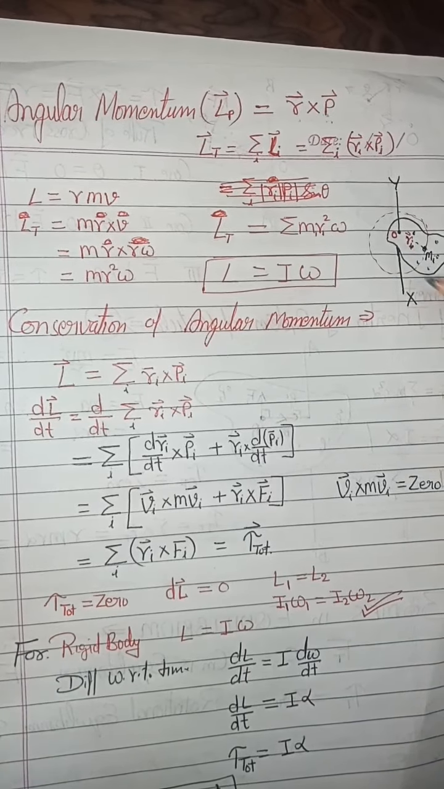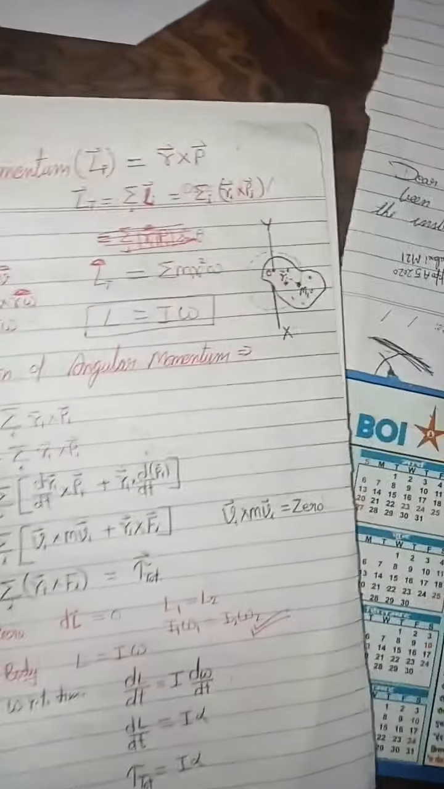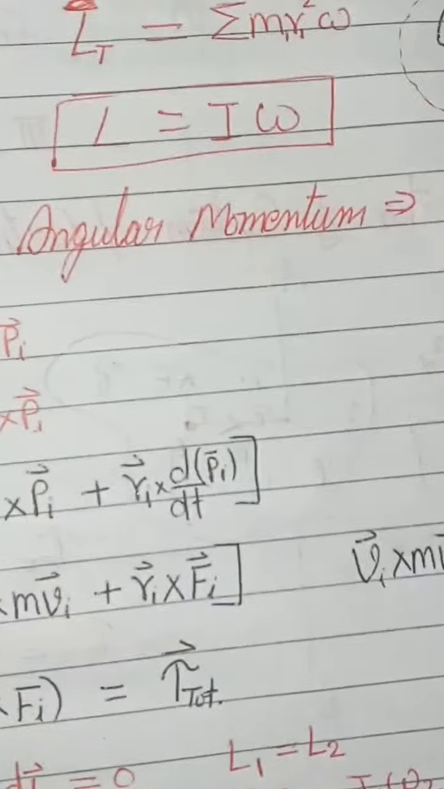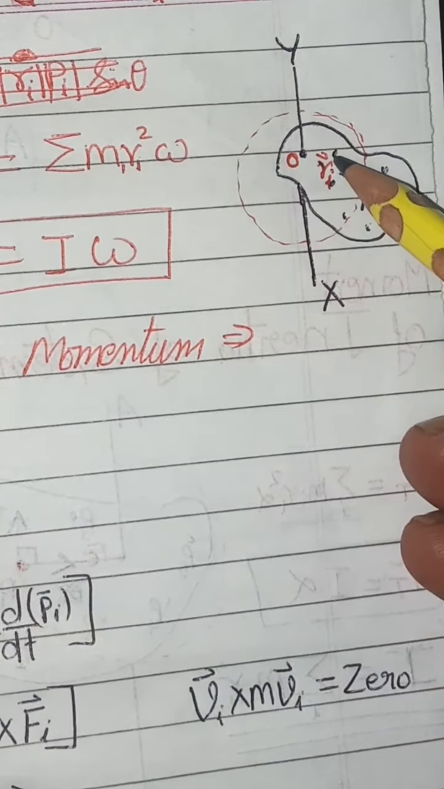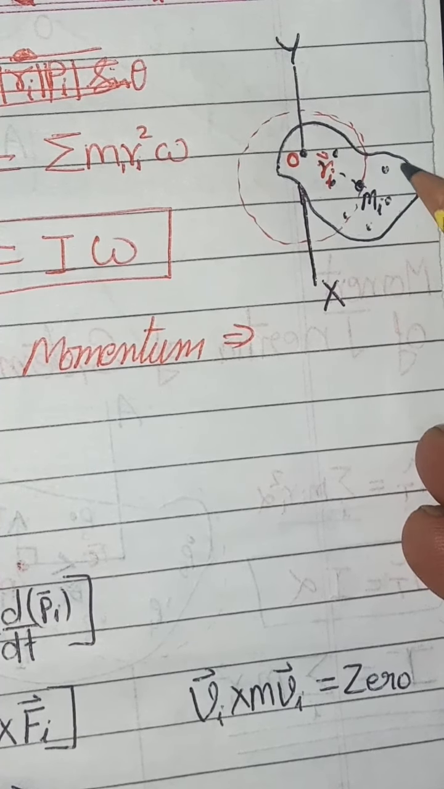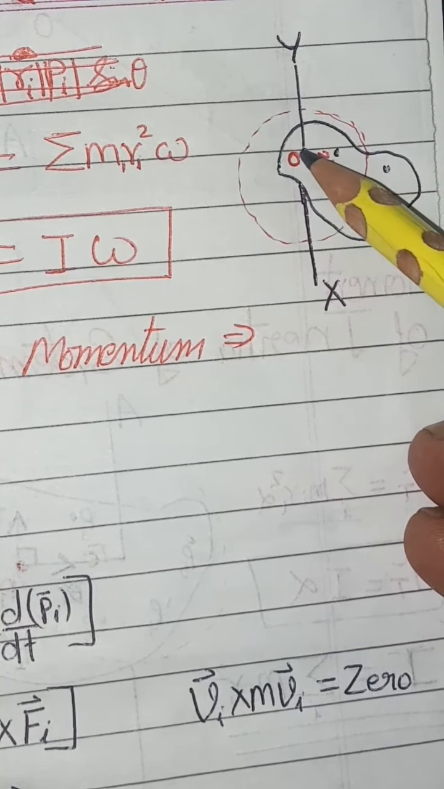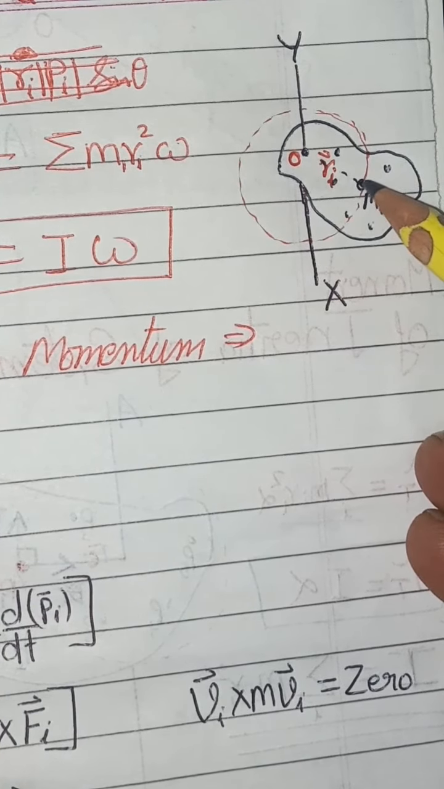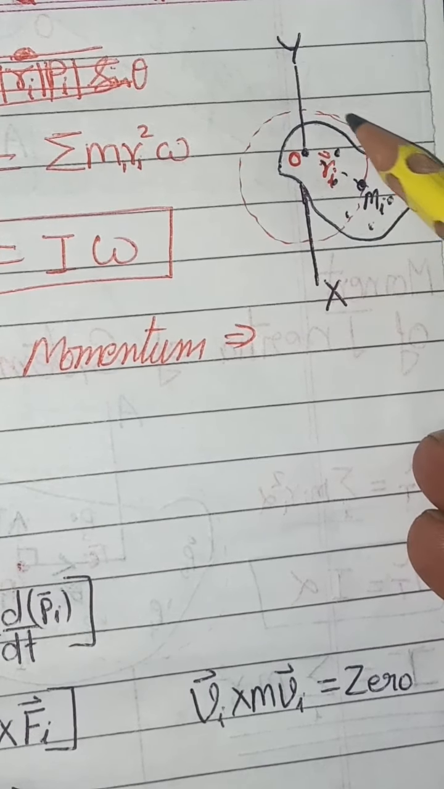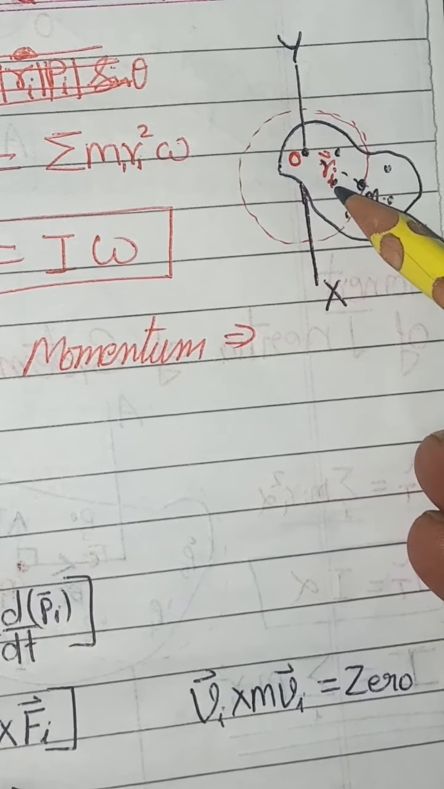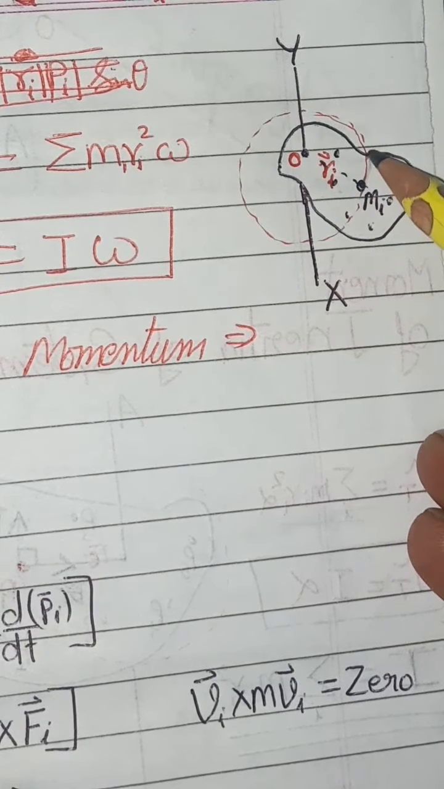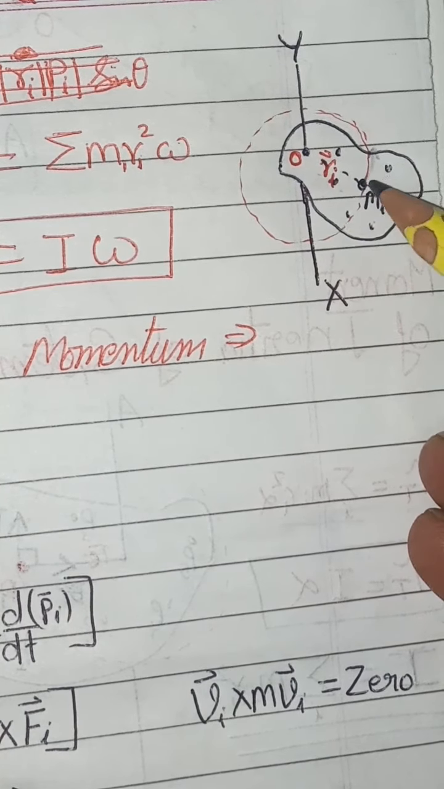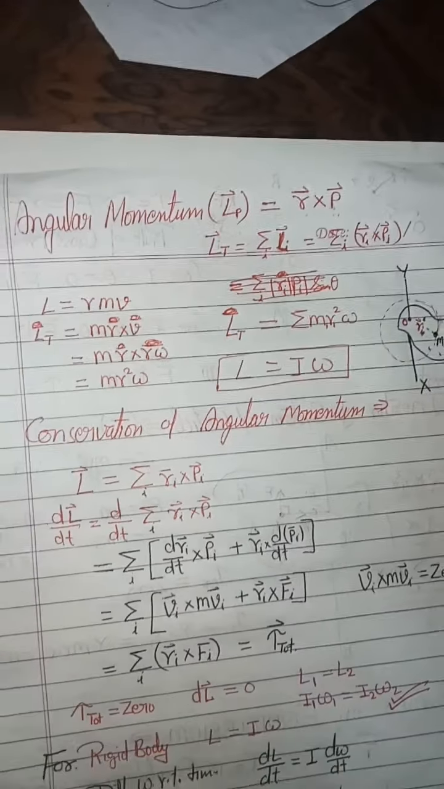But what will it be for a system of particles? Suppose there is a system of particles made up of many particles, m1, m2, m3, m4, like this. Mi particles are there, and their respective distances r1, r2, r3, ri. I take any ith particle, which rotates along the radius ri, the vector distance from the axis of rotation. It will have its linear momentum m into v, and r cross m into v is called its angular momentum.